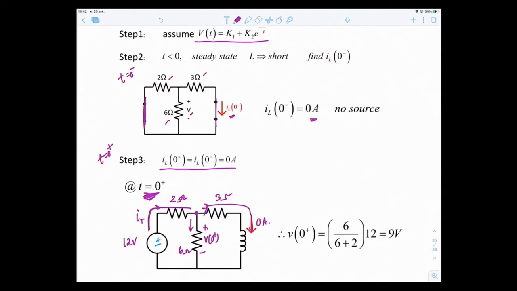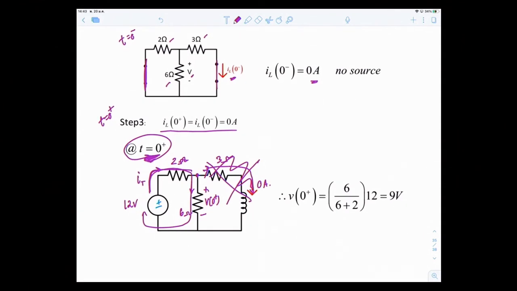But at this instant, because of the inductor property, I is equal to 0. That means there's no current going through here. So we can ignore all this, and the current I total flows through the 2 ohms and 6 ohms. So therefore, you have a mesh. You want to find the voltage across one of the resistors. You can use voltage divider. So Vx equals Rx over R total times Vs, right?